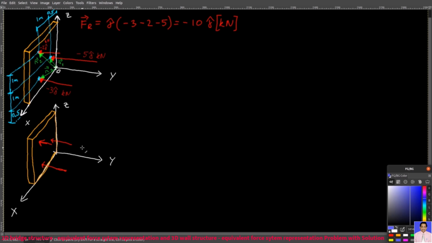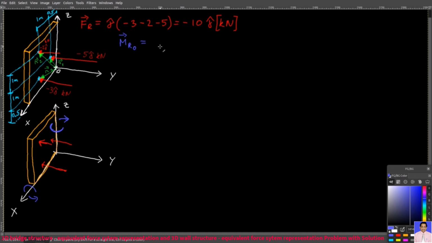All the forces will cause moments about the positive x-axis and a negative z-axis. None of the forces will cause some kind of moment about the positive y or negative y-axis. There will be no moments about the y-axis. And so, the resultant moment about point O is the following.